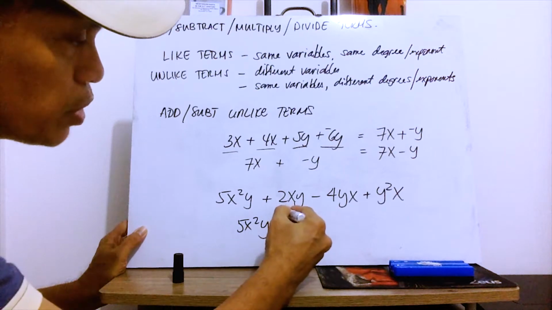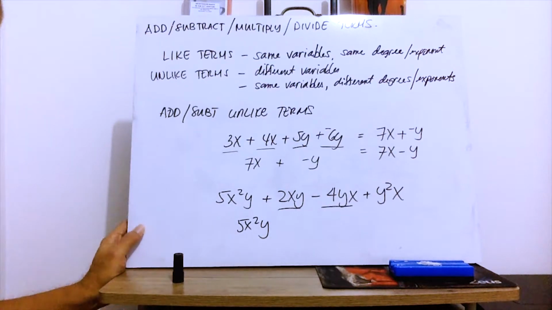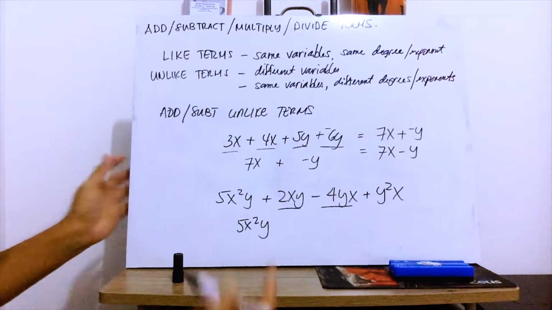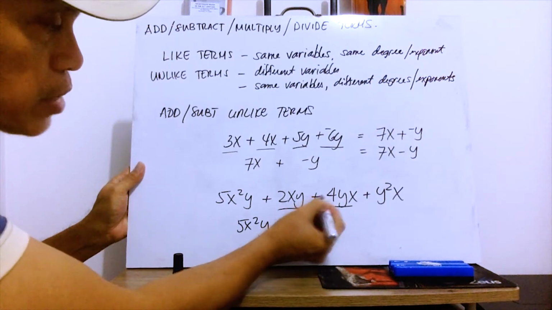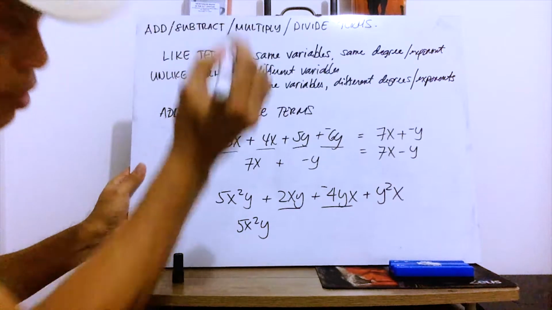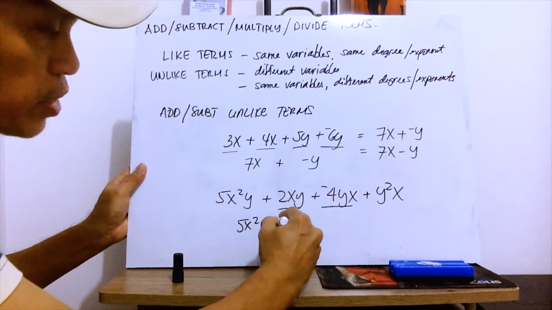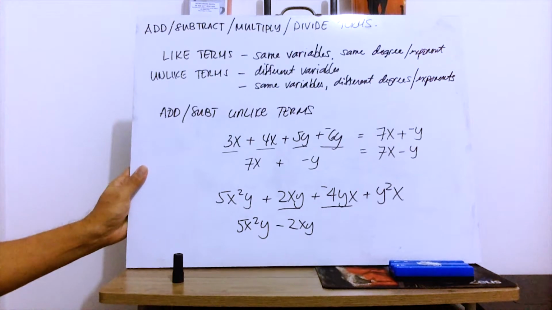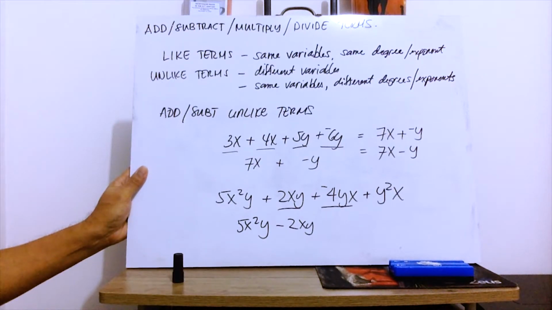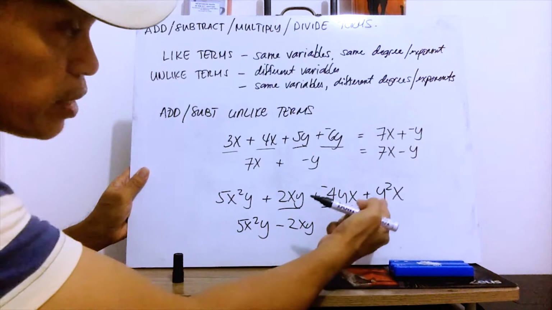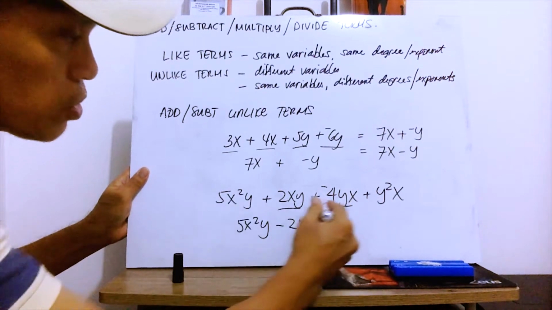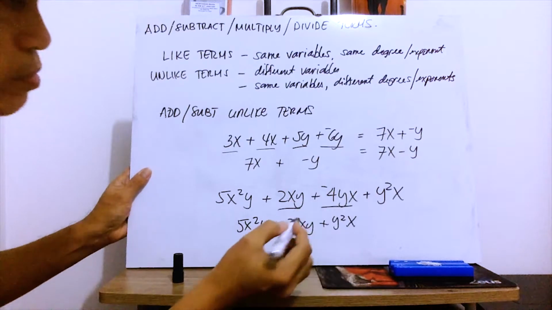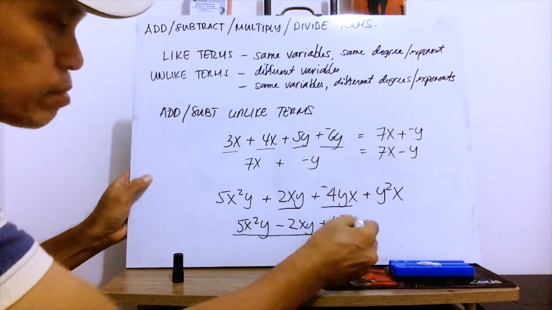Notice these two terms are similar. xy, yx, they're just the same. So 2 minus 4, make it plus, then assign a negative sign here. So it's 2 plus negative 4, that's negative 2xy. Or if you want, you may write 2yx, it doesn't matter. And then this is different from all of this, so just copy it. There. Okay, so this is the answer.